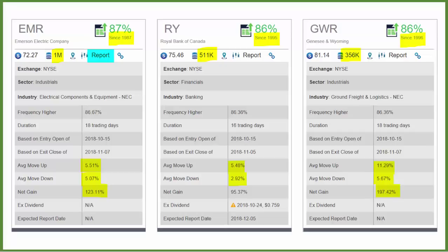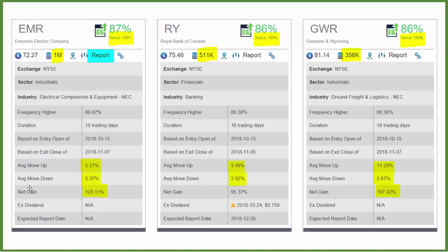With regard to RY, Royal Bank of Canada, volume a little sketchy. Since 1995, that's good. The average move up compared to the average move down, that's good. The ex-dividend, it's already released, so there's not going to be volatility with that. So that might be a possibility. And then in GWR, the volume, again, a little skeptical. The average move up, good. The average compared to the average move down, it's very good, again, since 1986. So that's another one that I might take a look at.